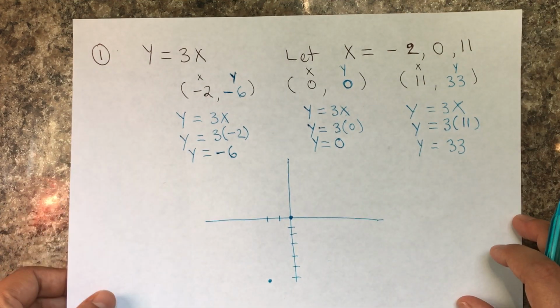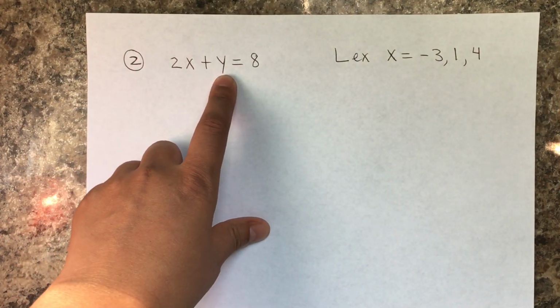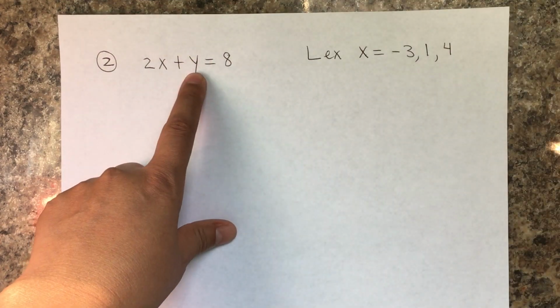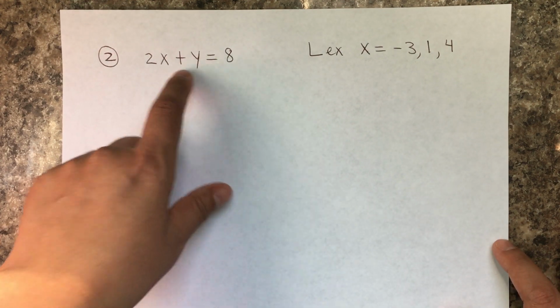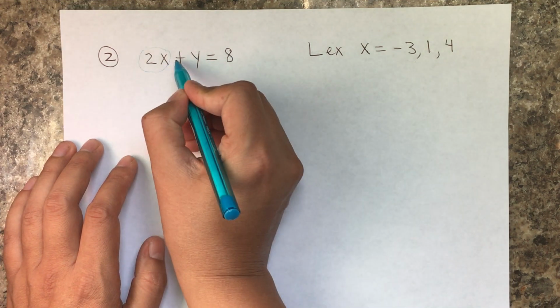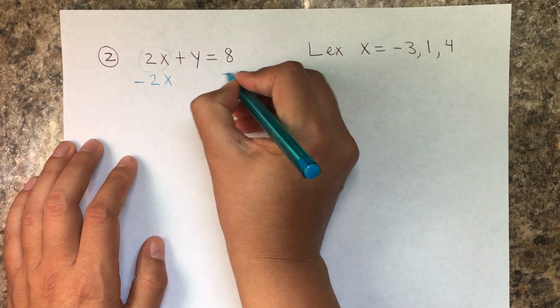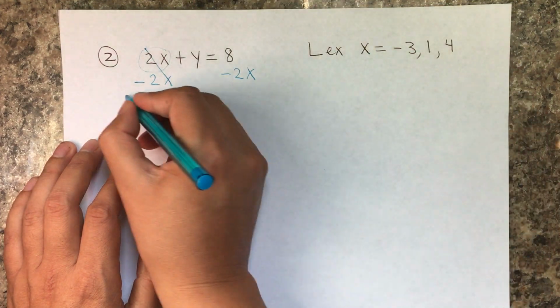Okay, let me give you another example. Sometimes we're not going to have the y by itself. So we're going to have to isolate the y. We have to leave it by itself. Tenemos que dejar la y solita. And basically it's moving this whole term to the other side. So if I'm adding 2x, the opposite is to subtract 2x. 2x minus 2x is 0, so basically that cancels.